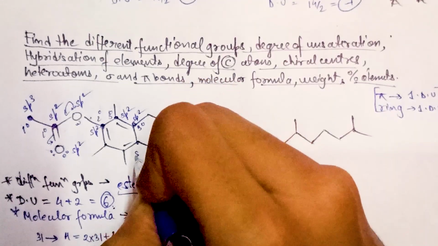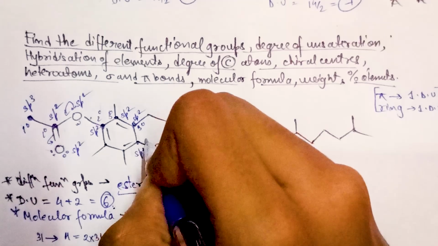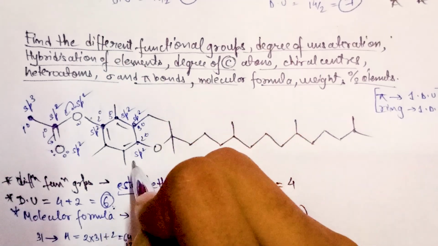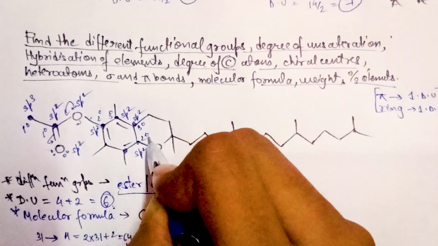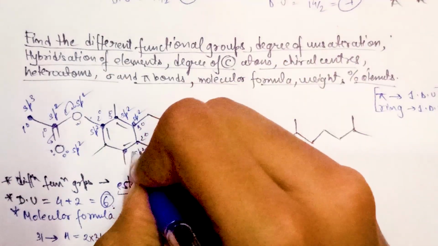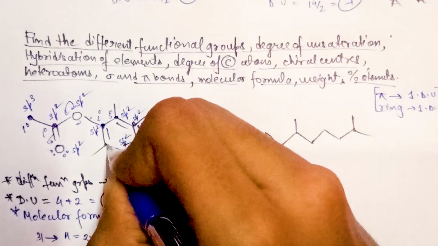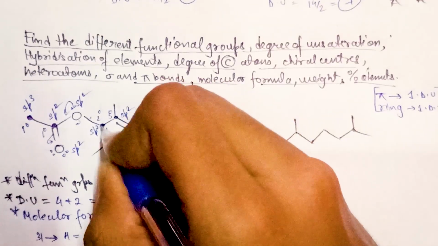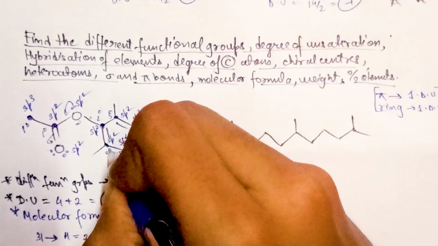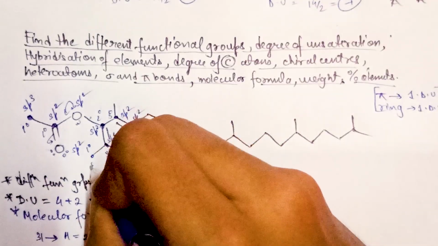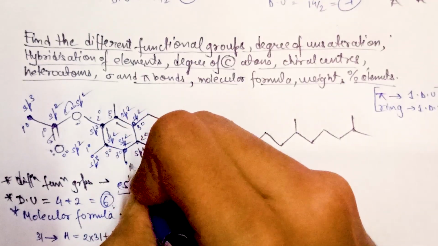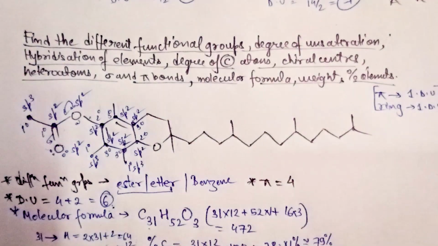This is also an sp2, but this is a 2 degree carbon atom. This is 1, 2 and 3 degree carbon atom, and this is also an sp2 hybridized 3 degree. And talking about this, it is also an sp2 hybridized 3 degree. This is a 1 degree sp3 hybridized. This is also 1 degree sp3 hybridized.